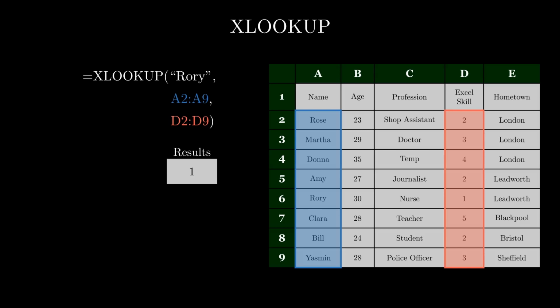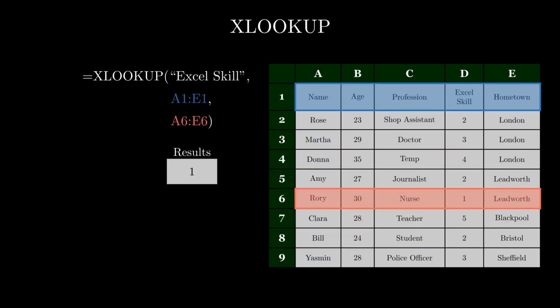Even better, if you want to do a horizontal lookup, it's as simple as changing the lookup and return ranges to horizontal ranges instead. You can even do a two-dimensional lookup, but we'll cover that next time.